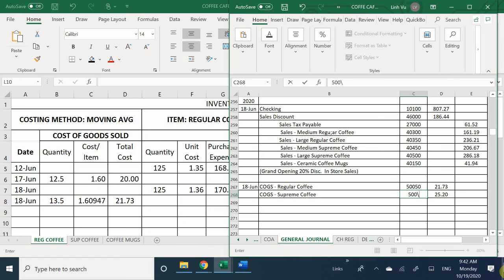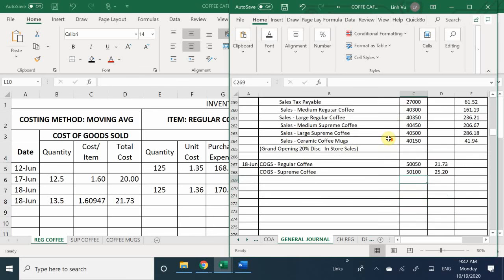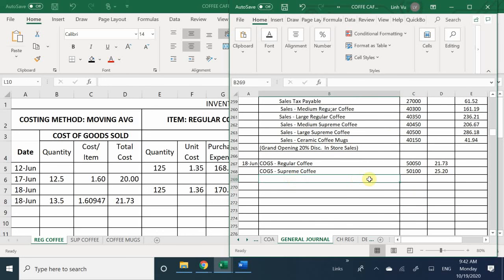There you go. All right. So where am I actually taking this out of? Regular coffee and Supreme coffee. We're taking it straight out of inventory. Correct. For regular coffee and Supreme coffee.